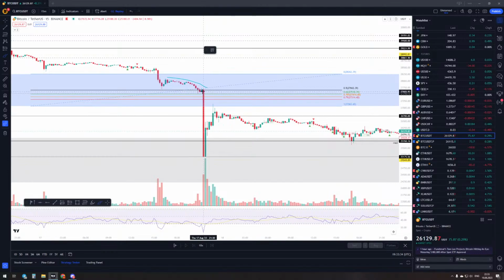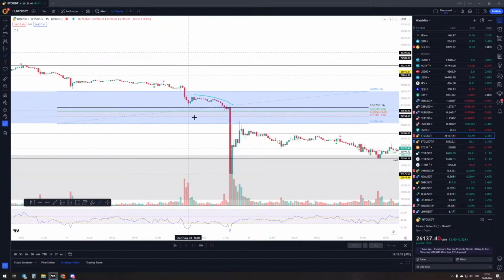Because we didn't drop normally. You see the drop on the chart. Bitcoin didn't drop like this, right? Where you have normal structure. It just went straight down. It's nuked hard. And in this case, it's kind of hard to do any TA on it.